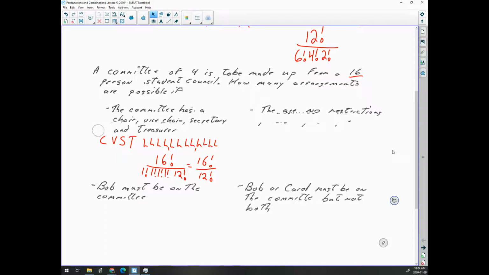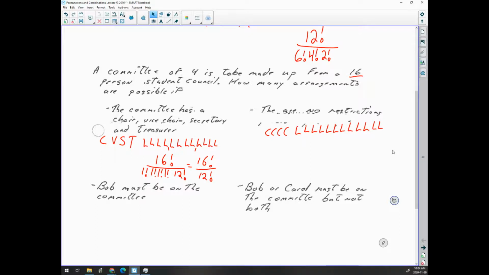Here we have no restrictions. So that means 4 people will sit on the committee. They won't have any jobs, but they will sit on the subcommittee. And that still leaves our 12 lucky people.